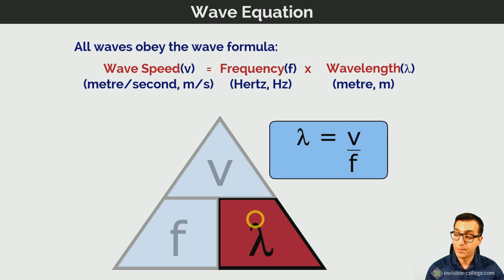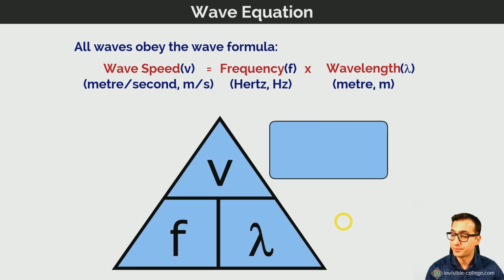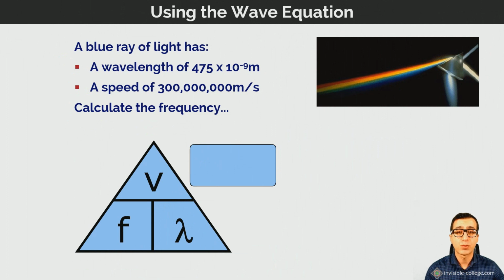But of course, when you're answering exam questions, it's good practice, whether you're using a formula triangle or not, to show the examiner how you've rearranged the equation before you start substituting values and calculating the answers. So let's take a look at an example of such a calculation. We have a blue ray of light. It has a wavelength of 475 billionths of a meter, 475 nanometers, or 475 times 10 to the power minus 9 meters. It has a speed of approximately 300 million meters per second, which is sometimes called the speed of light. Calculate the frequency.